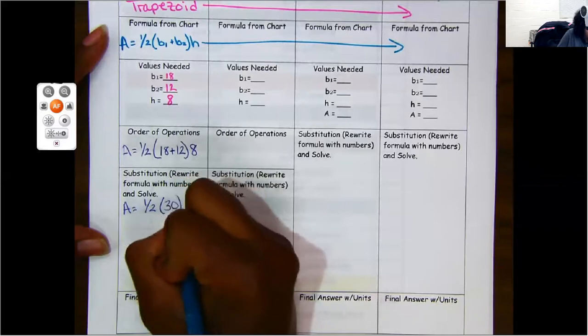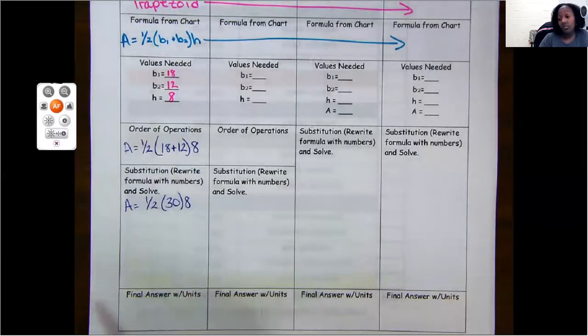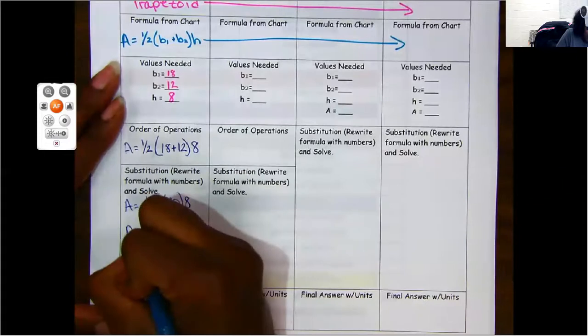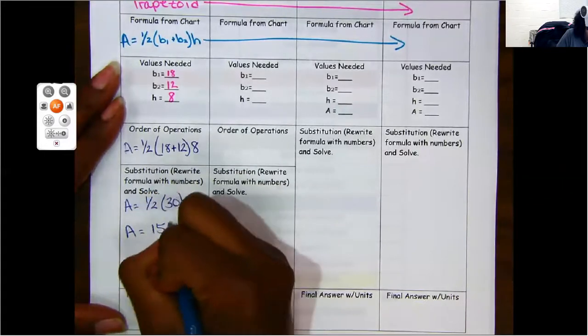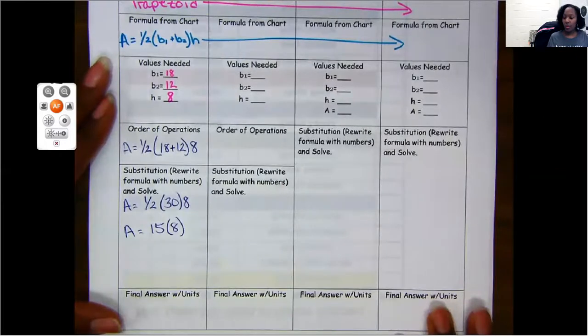30 times 8. Now you might be like, Miss, you said to multiply first and then divide, but if we follow PEMDAS, don't we need to divide first? Yeah, you can divide first. We're still going to get the same answer. So half of 30 would be what? Half of 30. 15, right? So area equals 15 times 8. And if we multiply 15 times 8, what do we get?